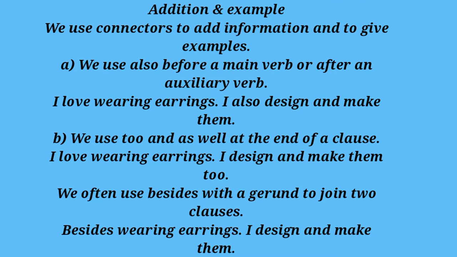Addition and example. We use connectors to add information and to give examples. A. We use also before a main verb or after an auxiliary verb. I love wearing earrings. I also design and make them. B. We use too and as well at the end of a clause. I love wearing earrings. I design and make them too. C. We often use besides with a gerund to join two clauses. Besides wearing earrings, I design and make them.